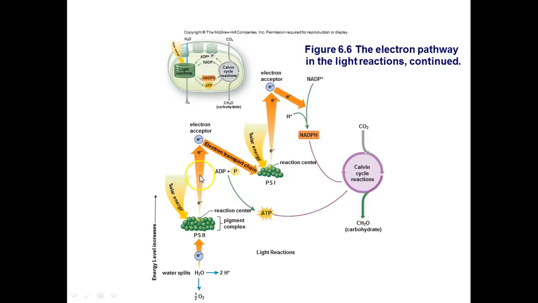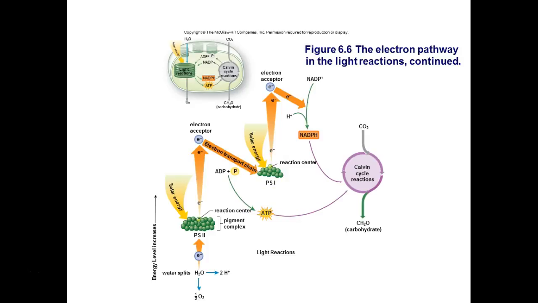The electron goes to, you can see we have higher energy here. So the electron goes to the electron transport chain. The electron transport chain then synthesizes ATP. Remember that ATP is needed to drive the Calvin cycle. Photosystem II now also is absorbing electrons.